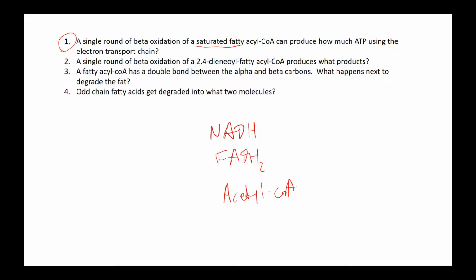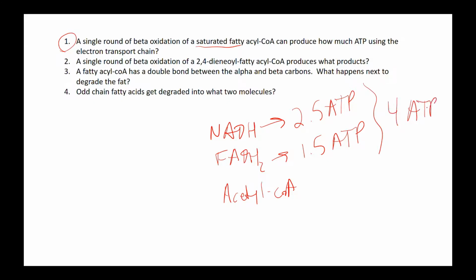NADHs using the electron transport chain can give us 2.5 ATPs, and FADH2s can give us 1.5 ATPs. So one possible answer, if you just add these together, is that you can get 4 ATPs out of a single round of beta oxidation.